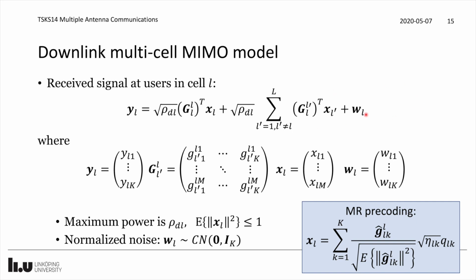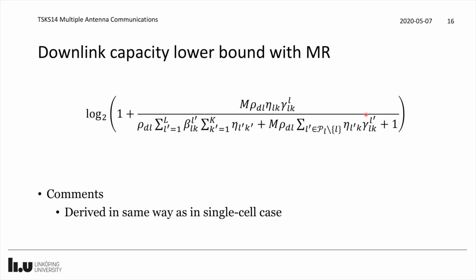And if you compute everything in a similar manner as before, this is the capacity lower bound that we get with maximum ratio precoding for user K in cell L. And it's log base 2 of 1 plus a signal-to-interference-and-noise ratio, where in the numerator we have the desired signal, which is coherently combined thanks to the beamforming. So we have this beamforming gain of M. Then we have the downlink power assigned to this user, and we have the estimation quality of the channel at this base station that is serving it.